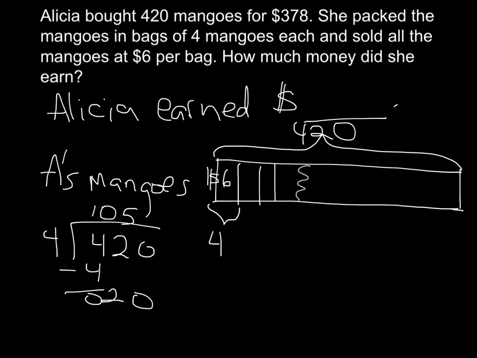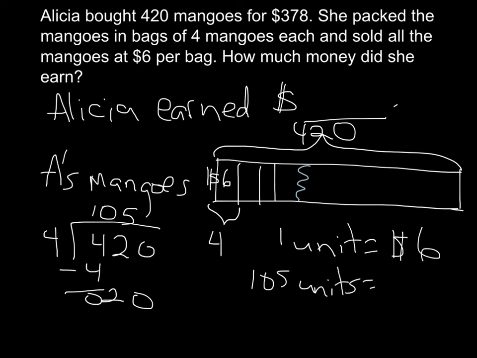And so here's what I know. I know that if 1 unit is $6, then I know that 105 units, which is all the money Alicia made, should be 6 times 105. So she actually brought in $630.